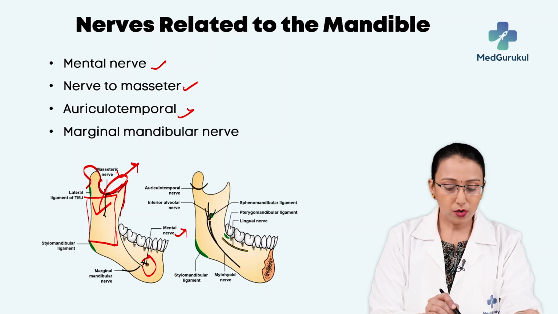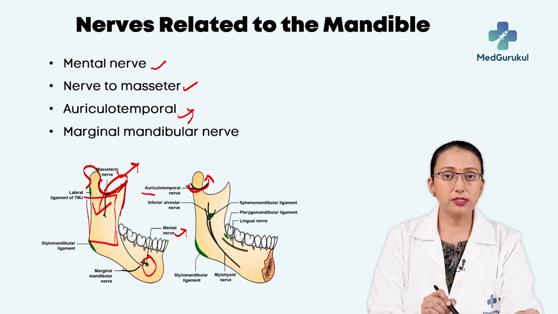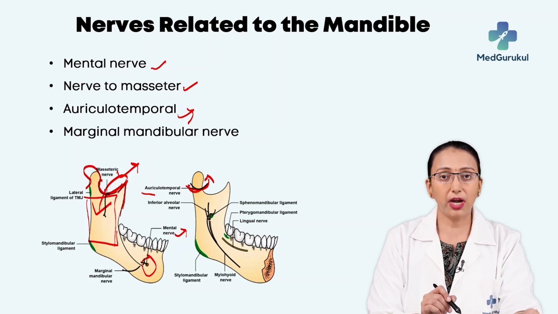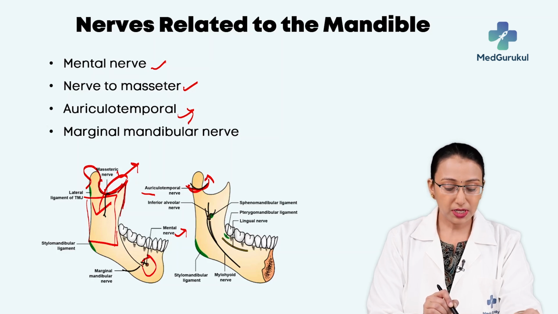Then the auriculotemporal nerve. This is the nerve which winds round the neck of the mandible. It is a sensory nerve and also carries a secretomotor pathway to the parotid gland. This surrounds the neck of the mandible.